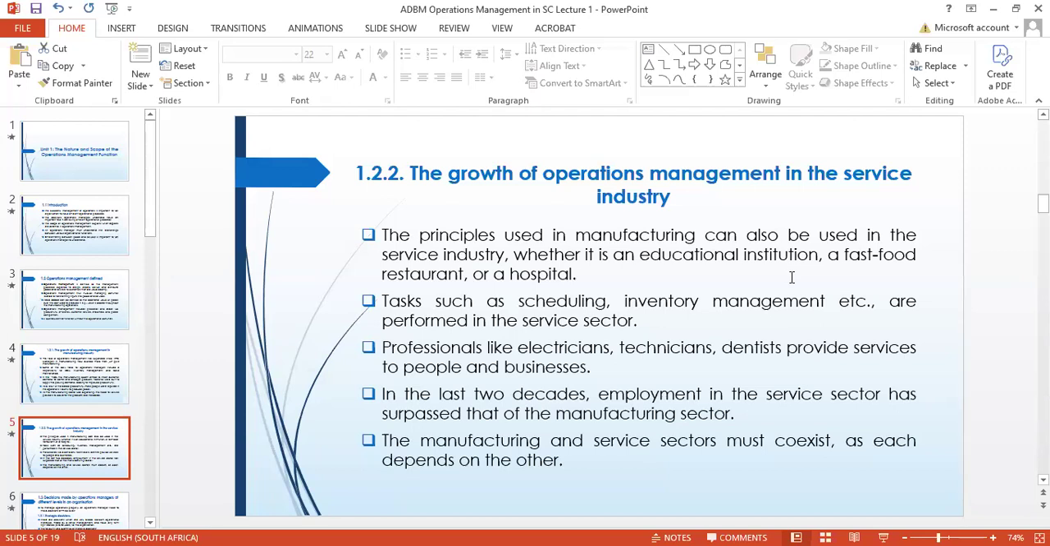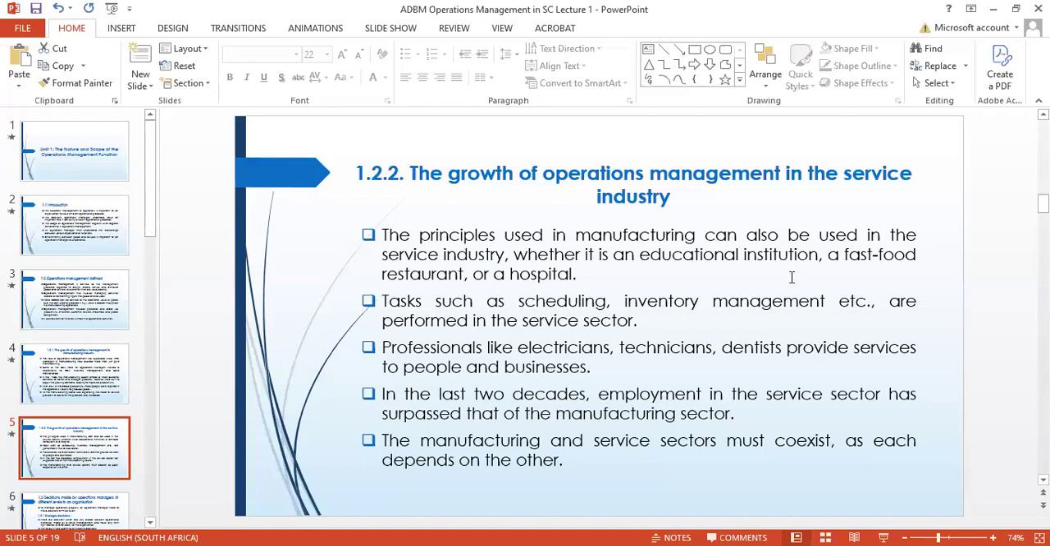So we have seen now employment in the service sector increasing because there was an increase in demand for services in the manufacturing sector. So employment in the service sector increased. We had the service sector employing more people than the manufacturing sector. So we are saying the manufacturing sector and the service sector should complement each other. They depend on each other. Without the manufacturing sector, the service sector cannot thrive. Without the service sector, the manufacturing sector will not do well.